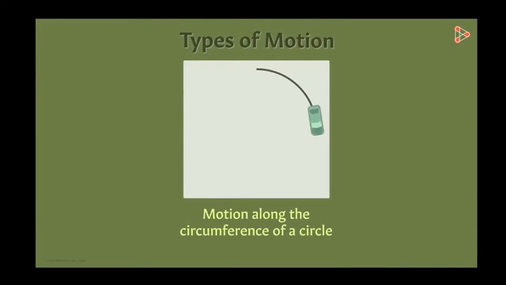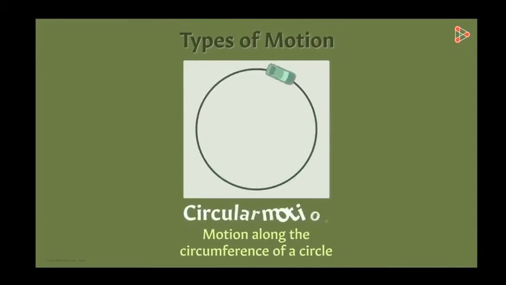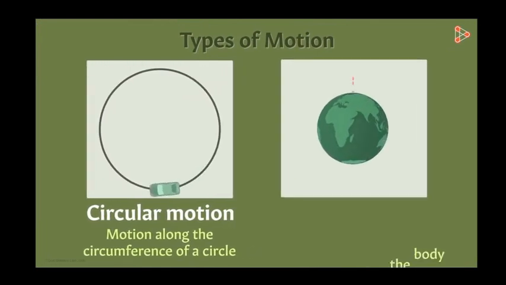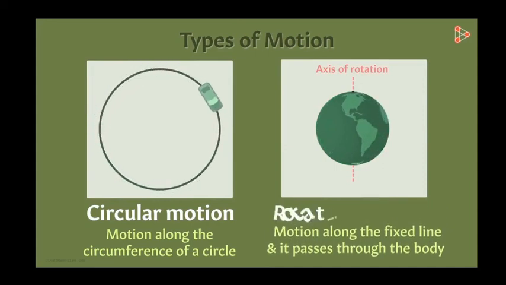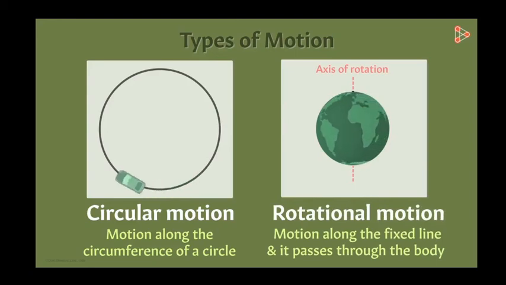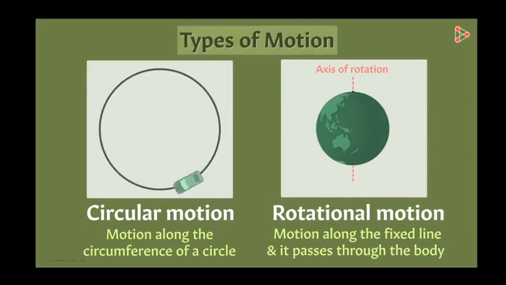If a body moves along the circumference of a circle, we say that it's performing circular motion. And if the body is spinning around the fixed line called the axis of rotation, and if that axis of rotation passes through the body, we say that it's undergoing rotational motion. In the next video, we will see one more type of motion. See you there.